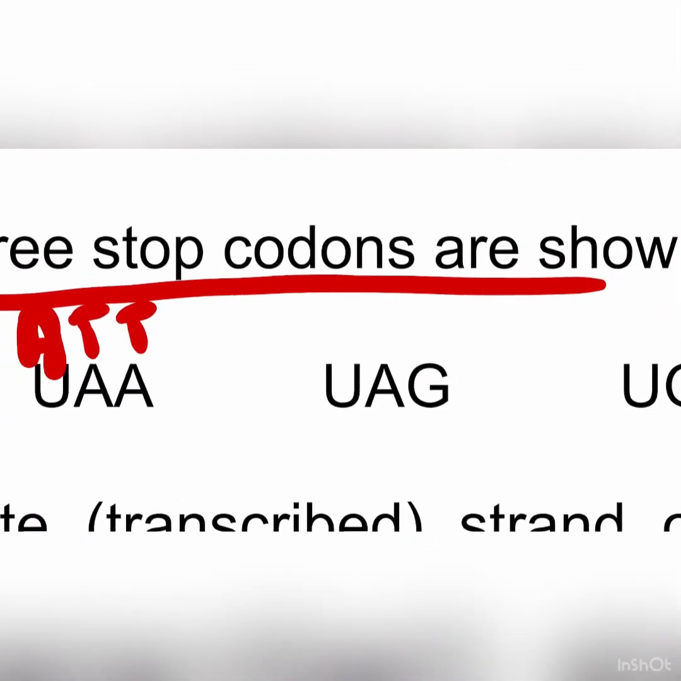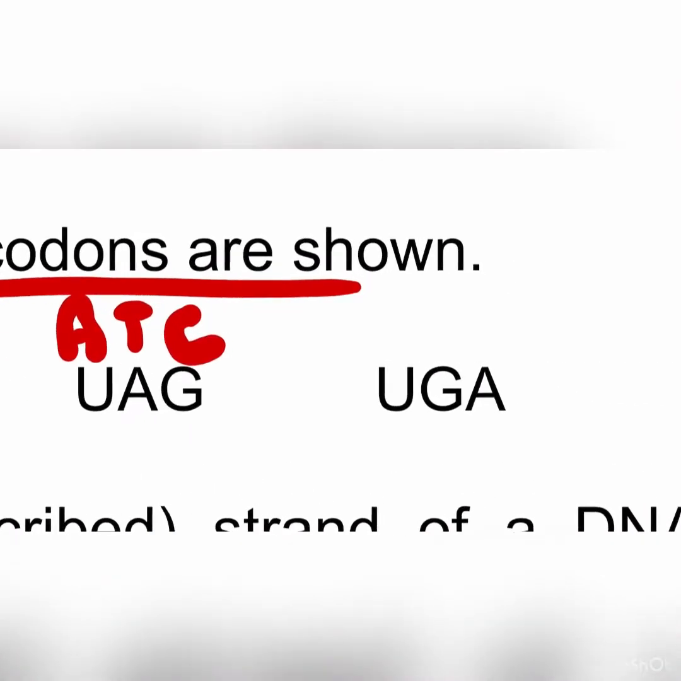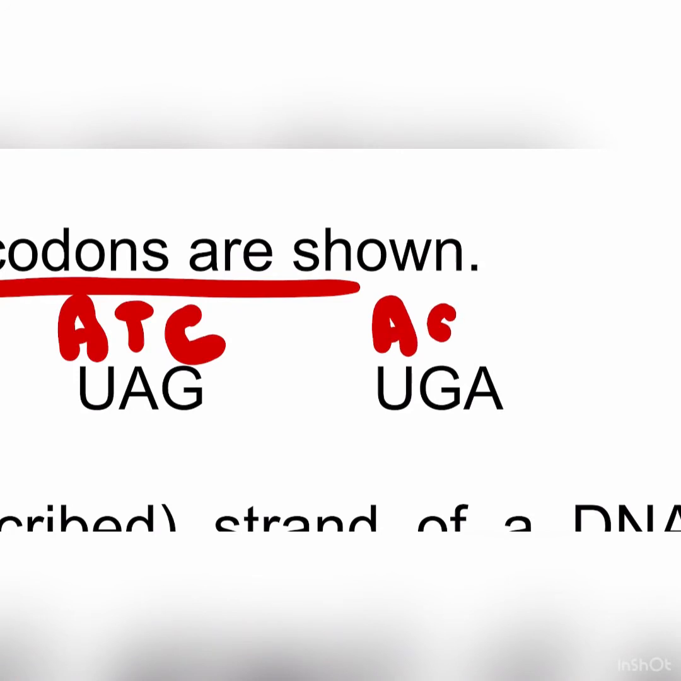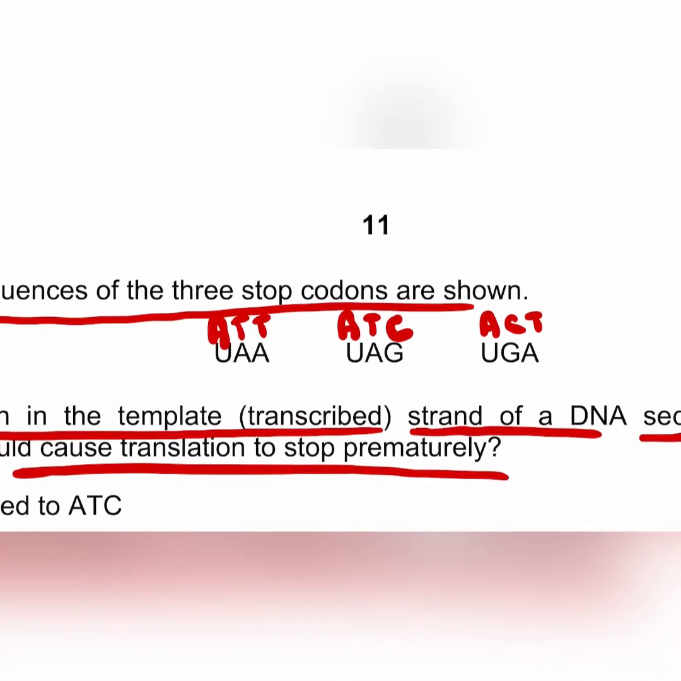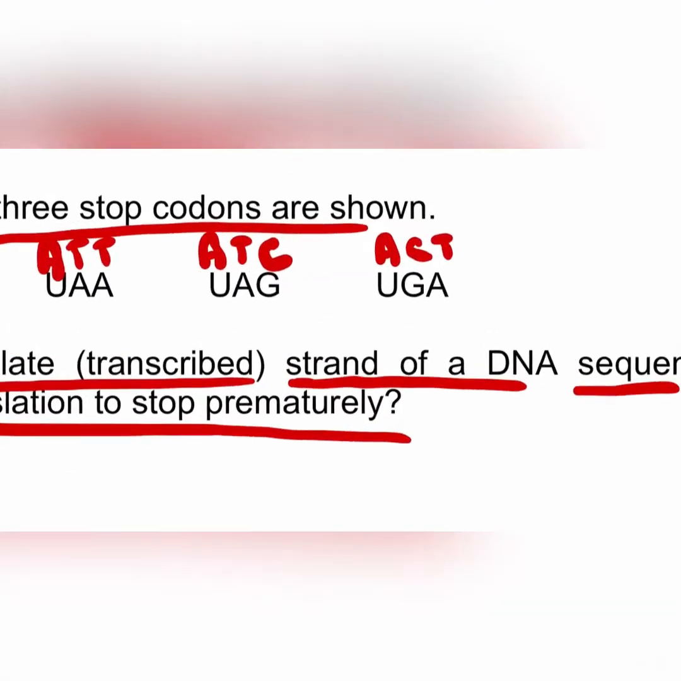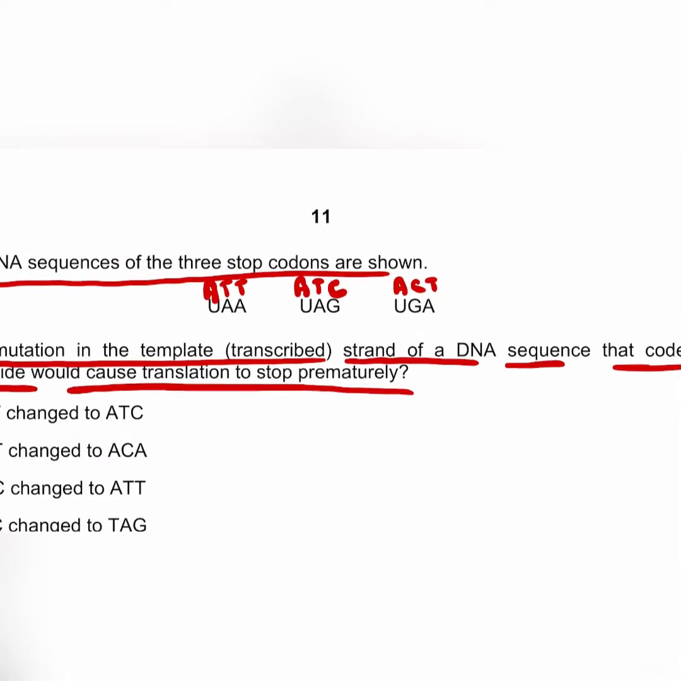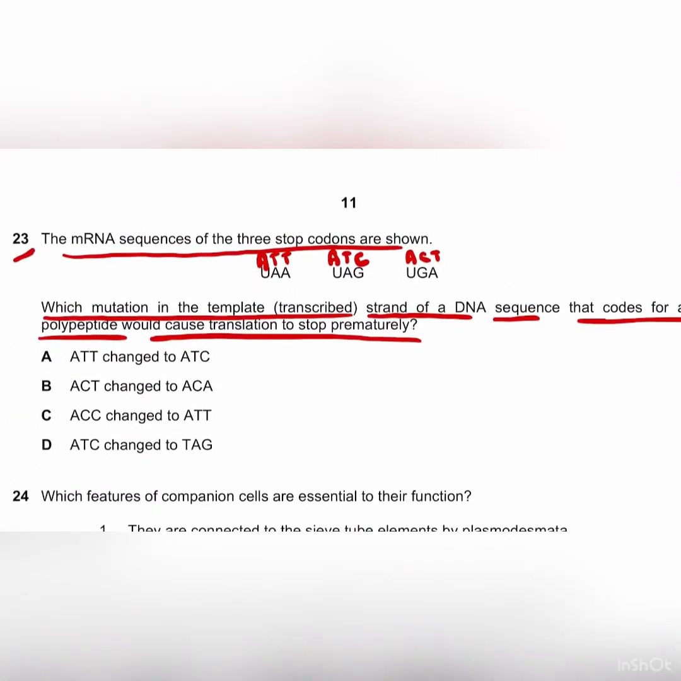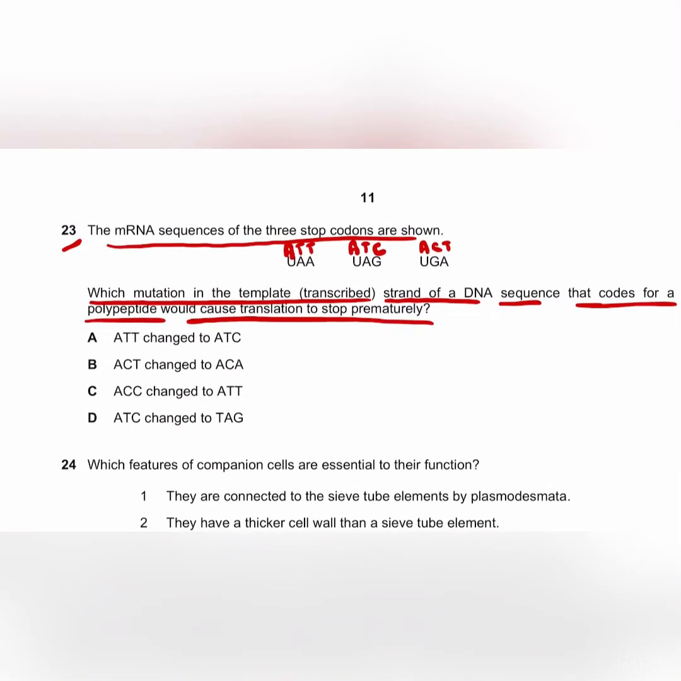Complementary to UAG will be A, T, C, and complementary to UGA will be A, C, T. So these are the stop triplets, which, if present in the template strand somewhere in between, will lead to the formation of one of these stop codons in the messenger RNA, and translation will stop prematurely. So let's see which is the right option.